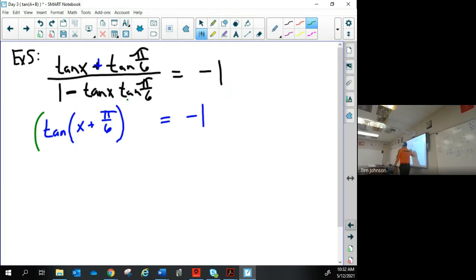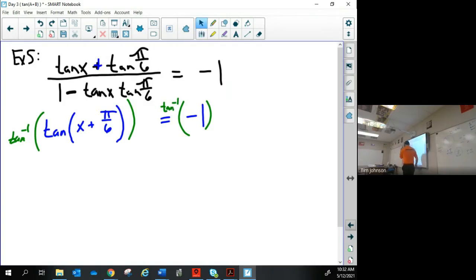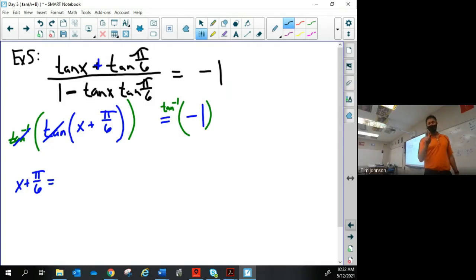And now we just gotta say, oh, I just gotta get rid of this tangent. So I'm gonna get rid of it by doing an inverse tangent. And that's gonna give us my first part. That cancels this out. X plus pi/6 is gonna equal... I don't know how many of you are still listening right here, but this is one thing that it has to go through your head. Inverse tangent of -1. You've got to be able to do that by just thinking of it.